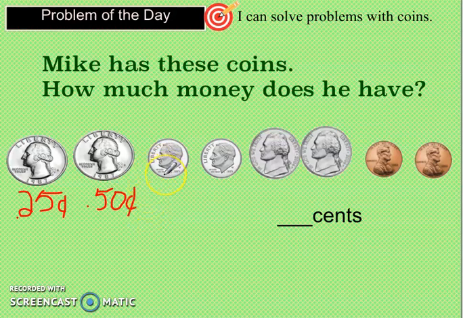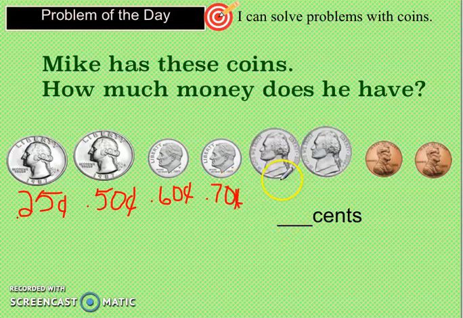Then I'm going to add this dime right here. I already know that a dime is worth 10 cents. So 50 plus 10 would be 60 cents. Put my cent symbol right here. Then I'm going to add another dime. So 60 plus 10 would be 70 cents. Good job, guys. So, that cent sign came out a little good.